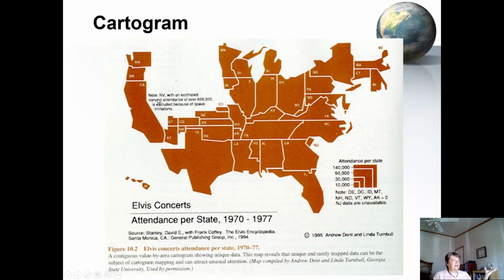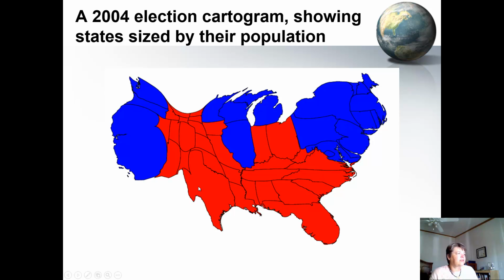Notice here it says Nevada, Las Vegas. It was too big to put on the map. So apparently Elvis liked Nevada, California, Florida, Georgia, hated Mississippi, which is interesting. That's where he was from. He didn't do any concerts in Mississippi or Arkansas. So anyway, cartogram. Fun stuff to know.